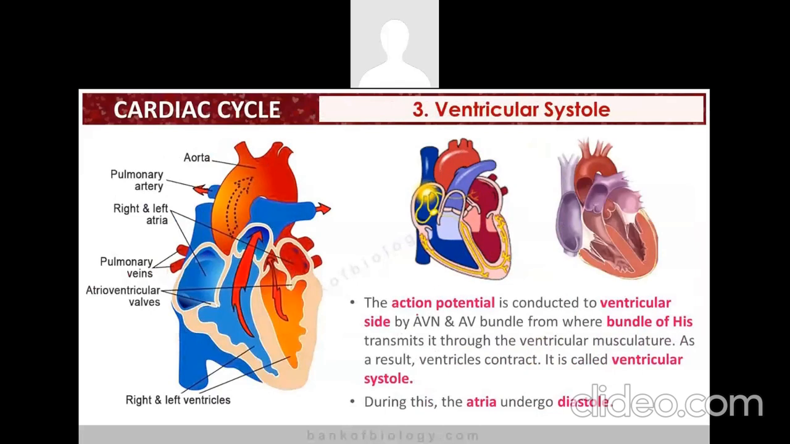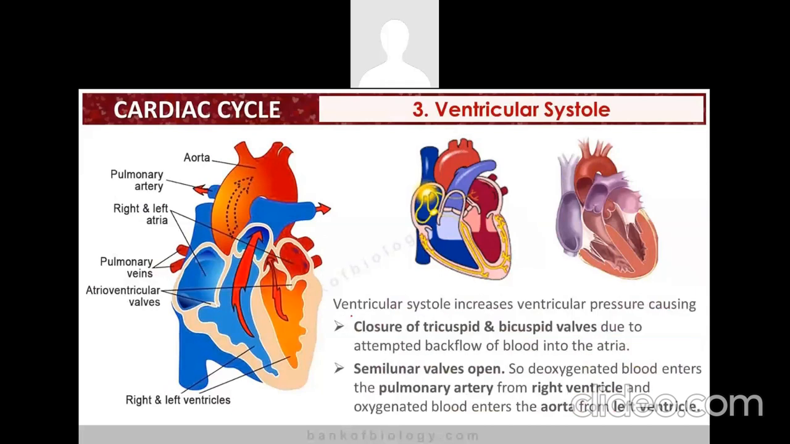The action potential is conducted to the ventricular side by the AVN and the AV bundle, where the bundle of His is already present, and they transmit it through the ventricular musculature. Because of this message transmission, the ventricles contract, and this is called ventricular systole. And while ventricular systole is happening, the atria undergo diastole.